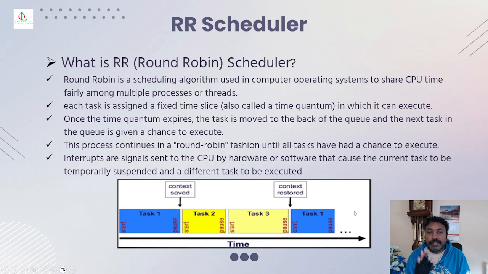So round robin goes task after task after task in a listed form, in a queue format. It doesn't go back to the main program. It will execute for that time period, and then it goes back and finishes all the tasks before returning to the main program. This process continues until all tasks have had a chance to execute, and that's how it operates. Interrupts are signals sent to the CPU by the hardware or the software to cause the current task to be temporarily suspended so that a different task can be executed.